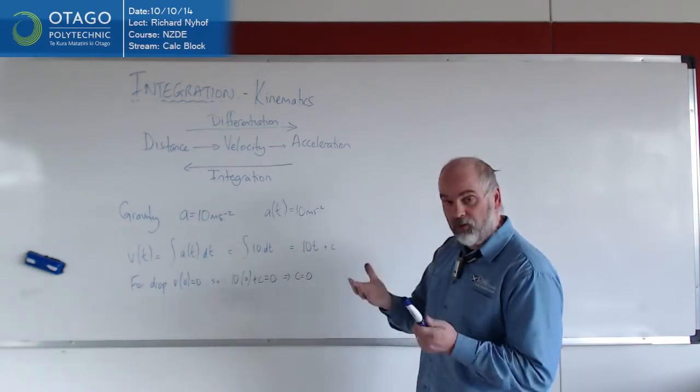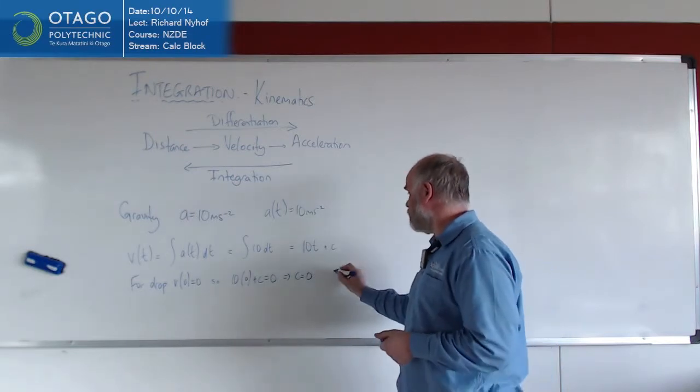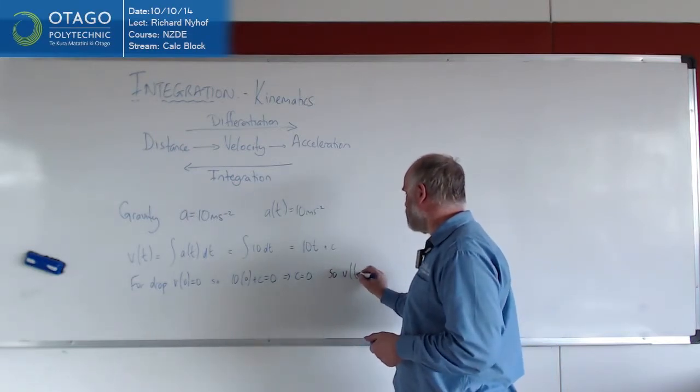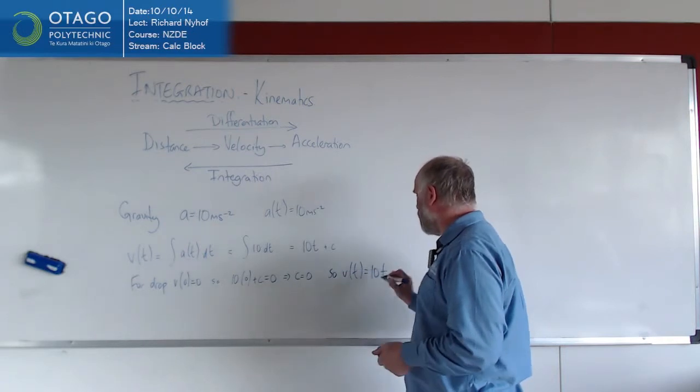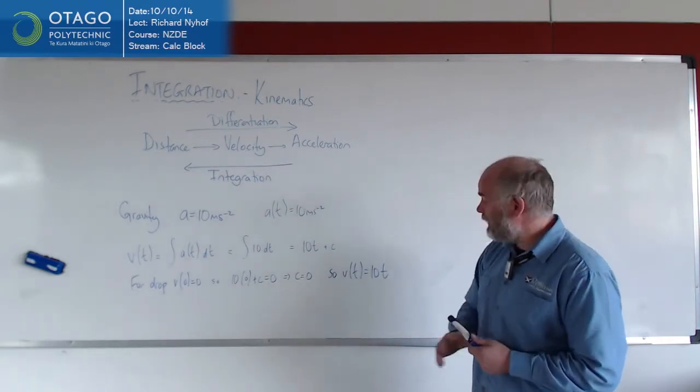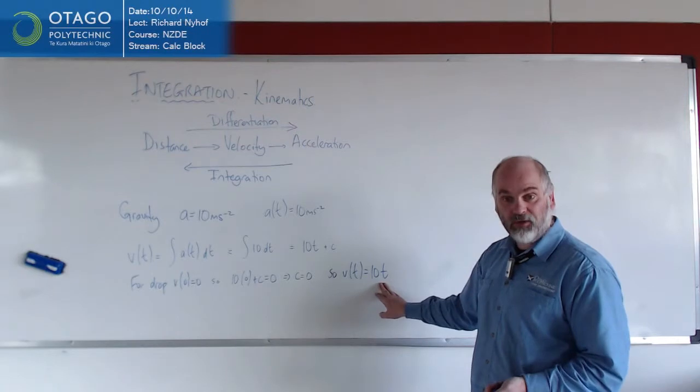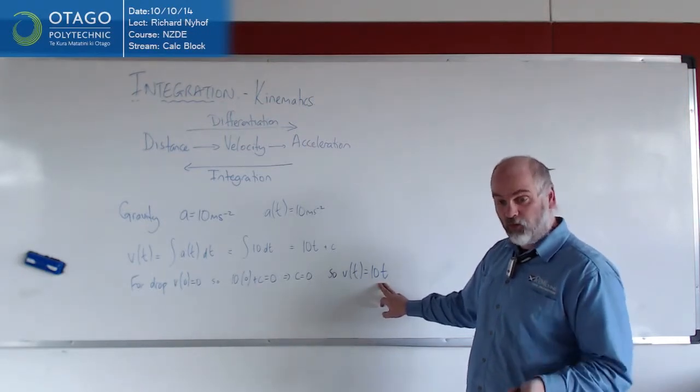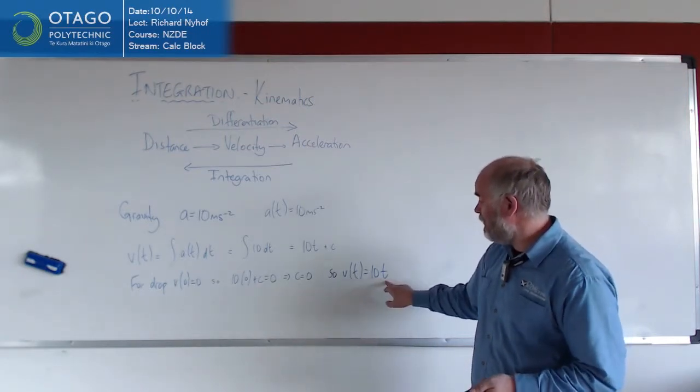Let's assume that we're just dropping it. So my velocity is just 10 times t, and that lets me work out the velocity at any time. After 5 seconds, if something's been falling for 5 seconds, it should be going 50 meters per second.